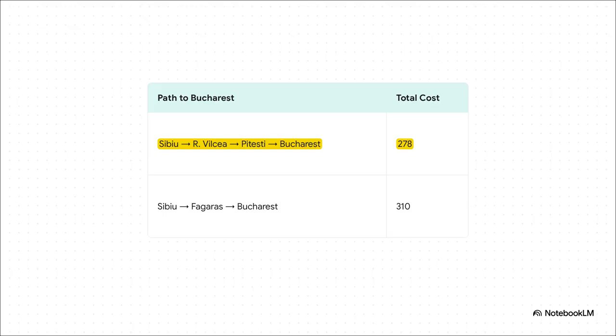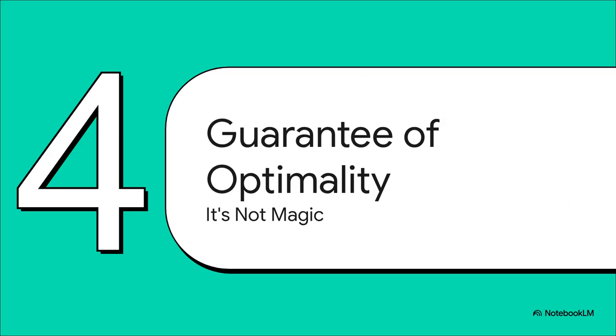Let's do the math. 80 plus 97 plus 101. That comes out to 278. Whoa, it just found a second, completely different path to the goal, and it's way, way cheaper than the first one. That right there, that's the magic of UCS.